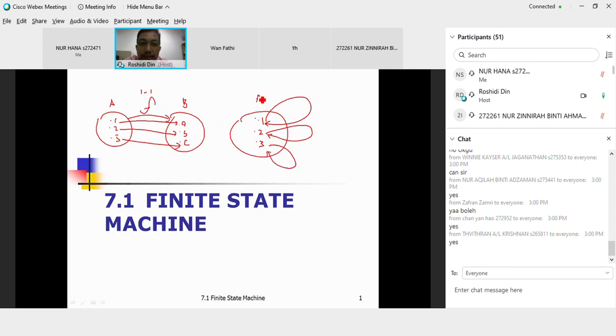This function, it maps to itself, where we call it a bijection. Once we talk about a bijection where the set maps to itself, we talk about a permutation function.